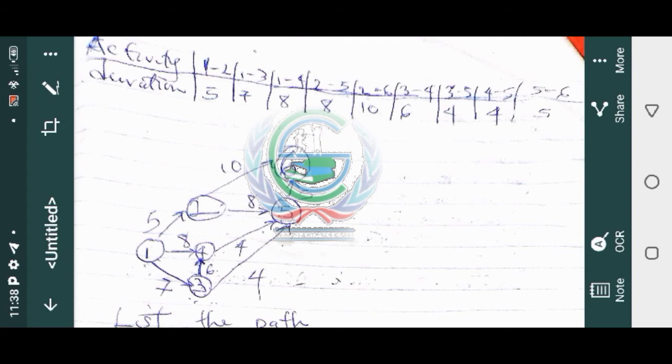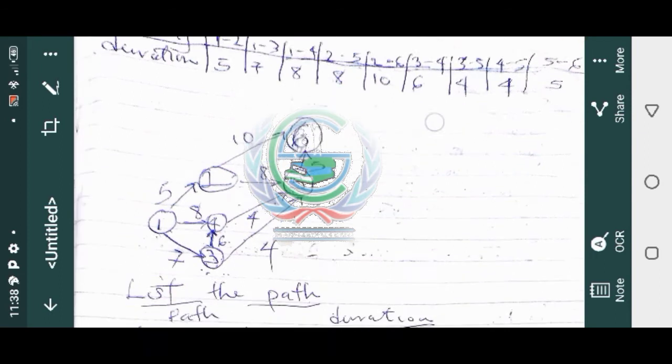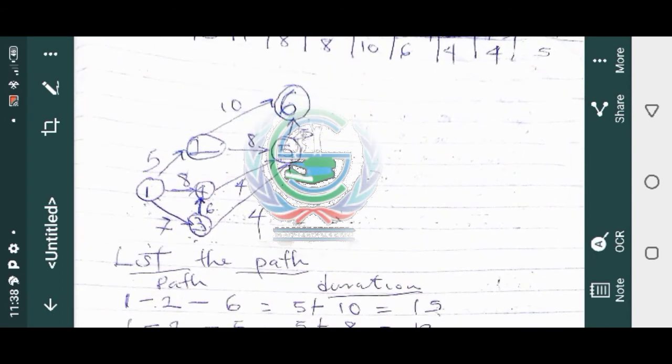Now look here. The activities are 1 to 2, 1 to 3, 1 to 4, 2 to 5, 2 to 6, 3 to 4, 3 to 5, 4 to 5, 5 to 6. Now, we're given durations of 5, 7. Okay, now we want to solve this. How do we go about that? I'd love to carry my pen and solve, but I've solved already, so let me just explain one by one as they come.